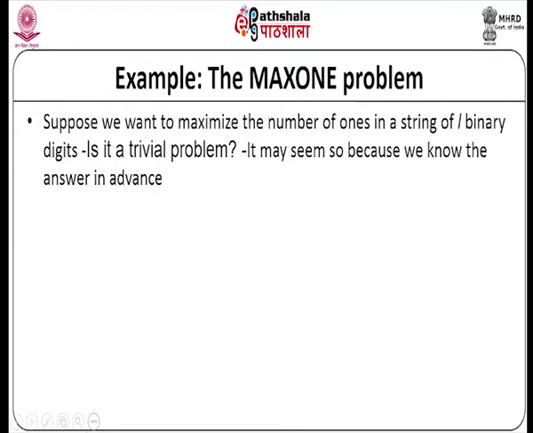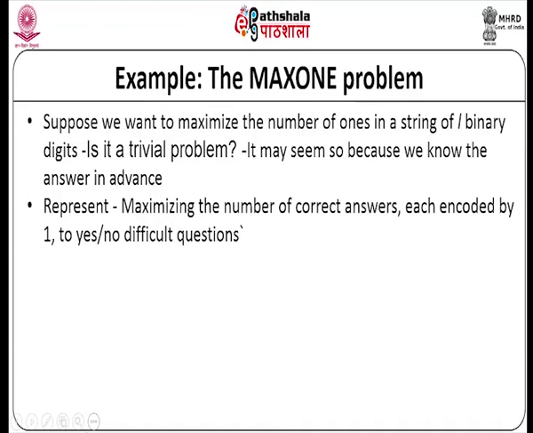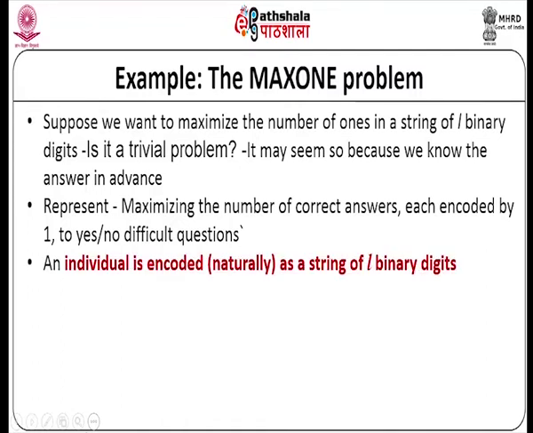So, what are we given? We are given a string, and our aim is to maximize the number of ones. It can represent maximizing the number of correct answers, each encoded by a 1, in a yes or no difficult question. So, I have a string encoding the yes and no questions, and I want to get the correct answers. Given a string of zeros and ones, we want to maximize the number of ones. Please remember, this is not a trivial problem if you map it to some other real world problem, with answers to difficult yes no questions.